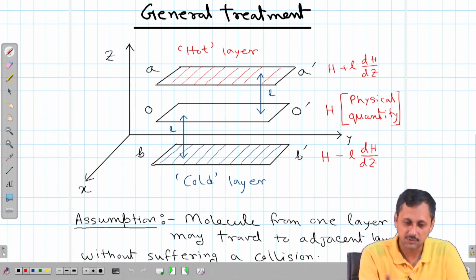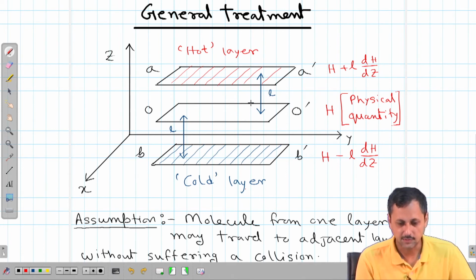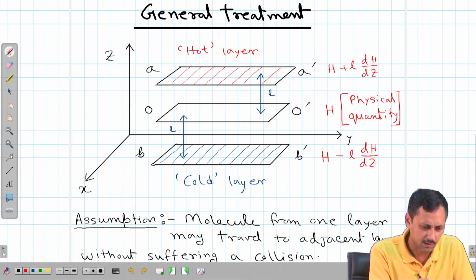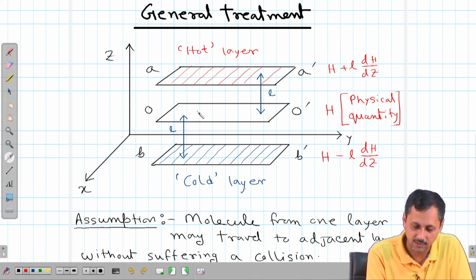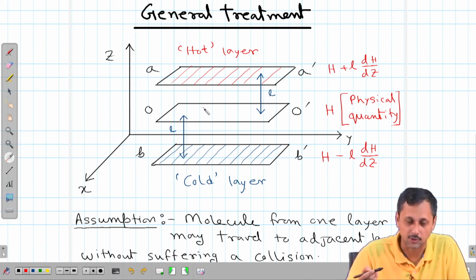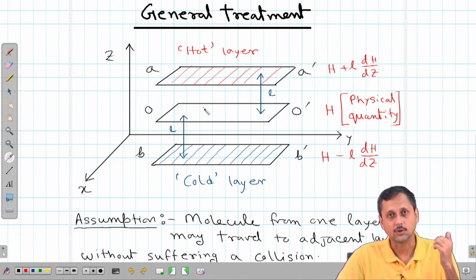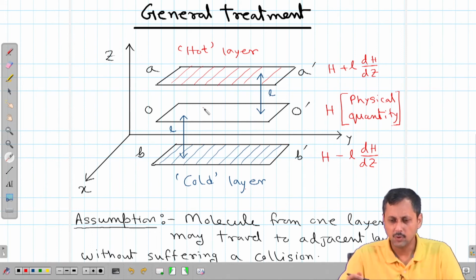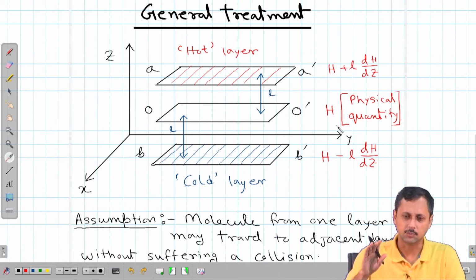Okay. Now, inside each of these layers there is no gradient. So, the density, the velocity of gas molecules, everything is uniform in this layer. Upper layer is our hot layer. What do we mean by hot layer? We talk about a physical quantity which is H. H could be anything, H could be density, H could be temperature, H could be velocity, anything. At present we just make it very general, we call it H.